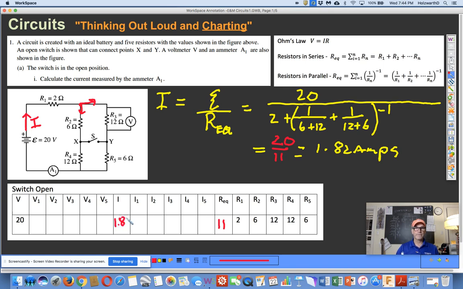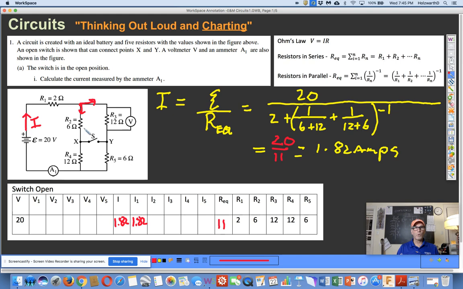Okay, let's see if I can fit that all in that box. And as I said earlier, the current coming out of the battery is the same current through R1. Now, notice I'm spending a little bit more time filling in this chart. We've answered the question. The current that leaves the battery is equal to the current that returns to the battery. So A1 is going to read 1.82 amps. Well, let's fill in a little bit more of this chart just for the heck of it. We've got, let's see, I said I of the battery is equal to I1. So that's also 1.82. Isn't this fun?